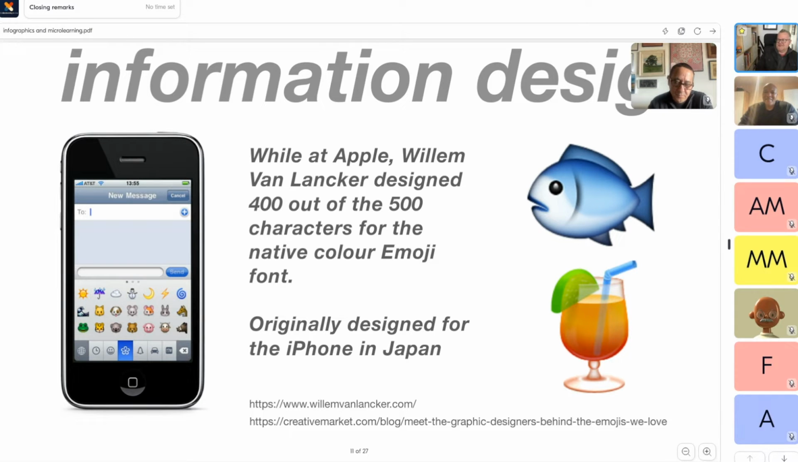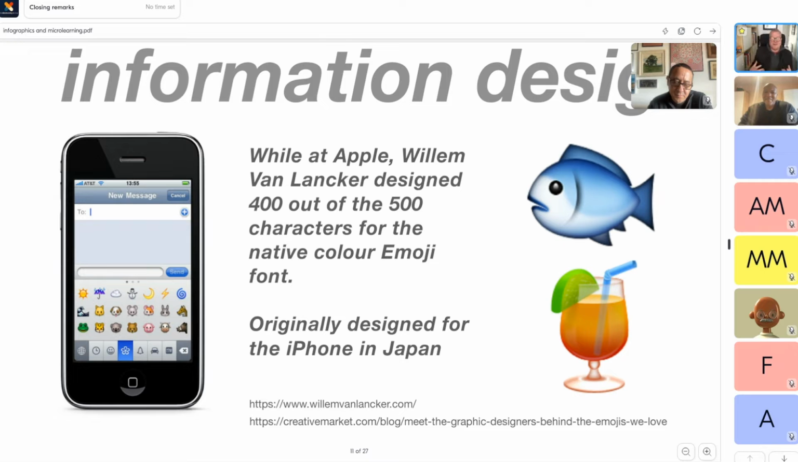Another really good example of information design is the emoji. They are pretty much universal and international as to what they mean. So I picked out two: fish and cocktail, as random ones. As you can see, there's no explanation of them. They're just information designed in something which can be easily understood. To give you a little bit of history, Willem van Lancker, who's responsible for designing the original suite of emojis for Apple, originally did that, I think it's 10, 15 years ago with Apple in Japan. Really interesting. But these are international things, and you'll know that you can send pictures to people and they can have meaning.